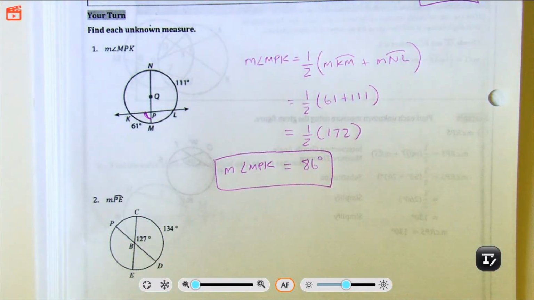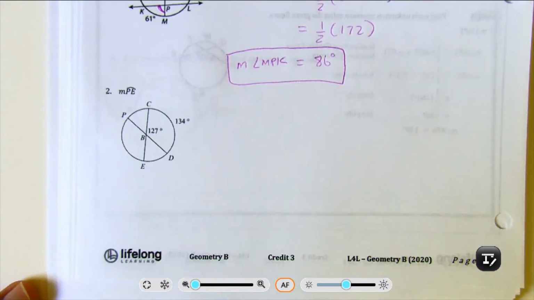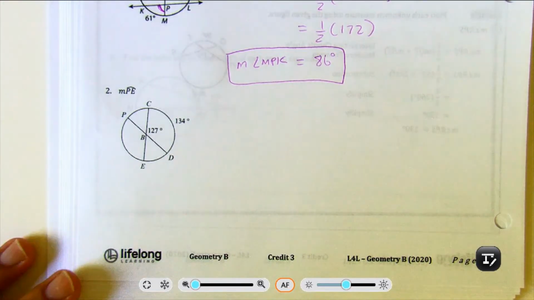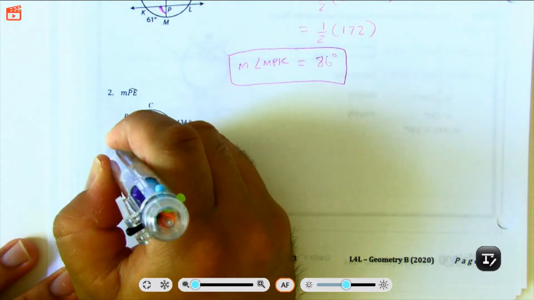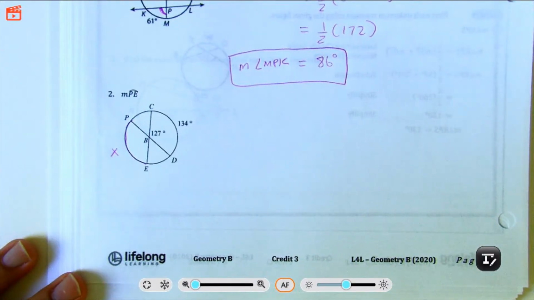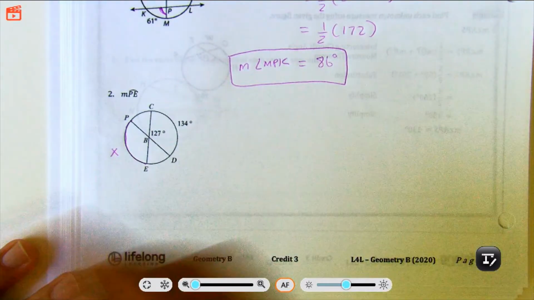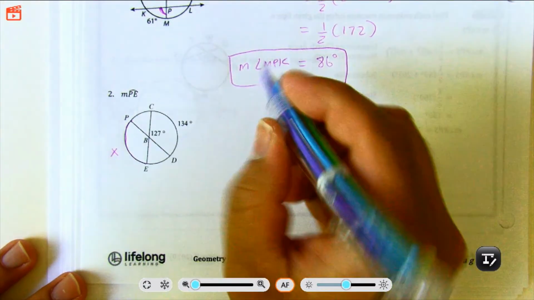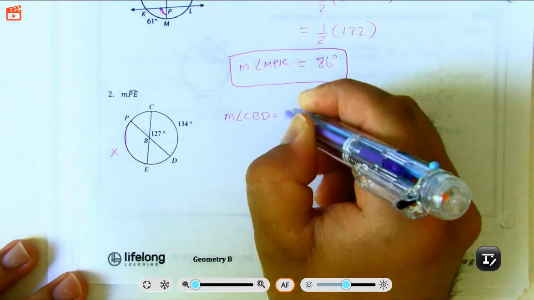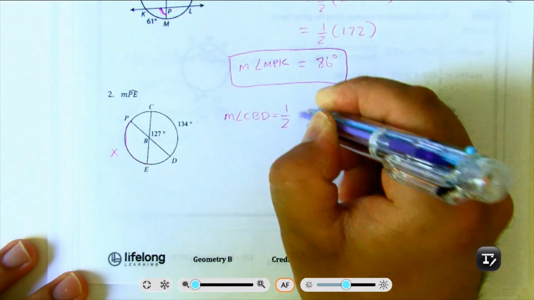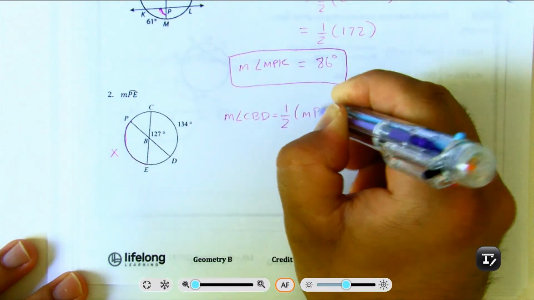Next, for problem number 2, we want to find the arc. So this is just like example number 2. So the arc that we're trying to find is arc PE. So this arc right here. And I'm going to use a variable just as a placeholder. I'm going to call that X. So let's set up our equation. So I'm going to write the measurement of angle CBD. The measurement of angle CBD is equal to half the measurement of arc PE plus the measurement of arc CD.